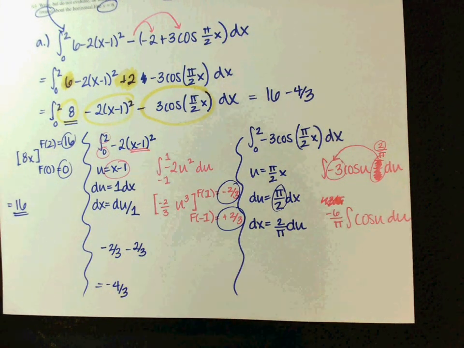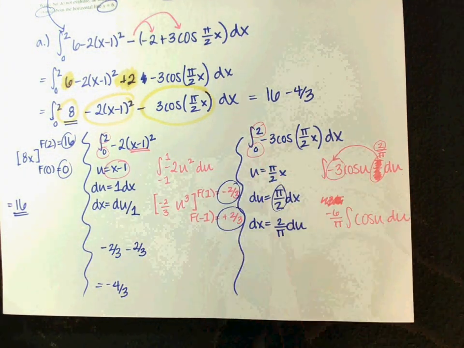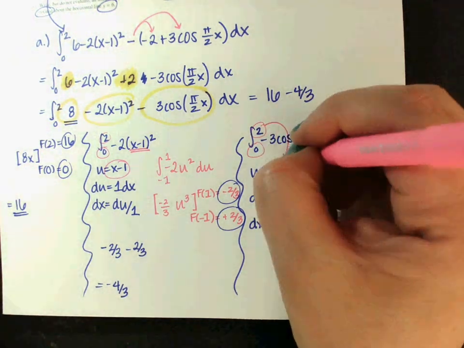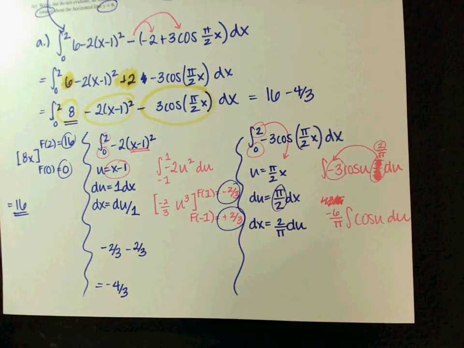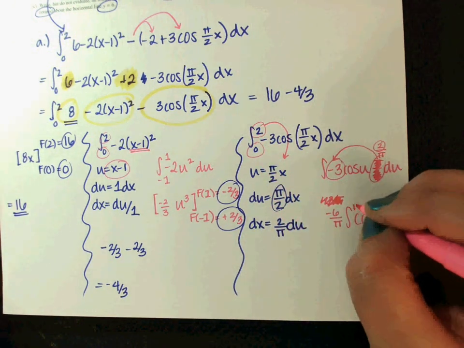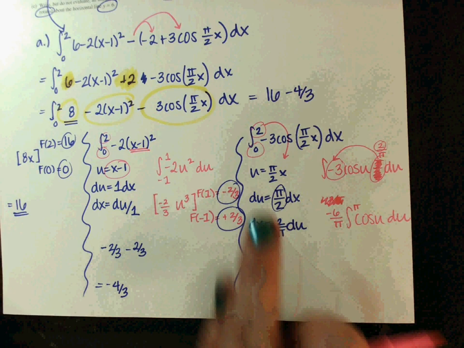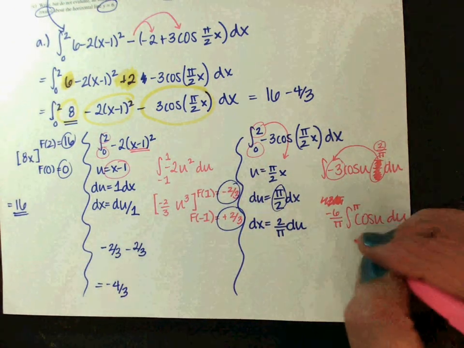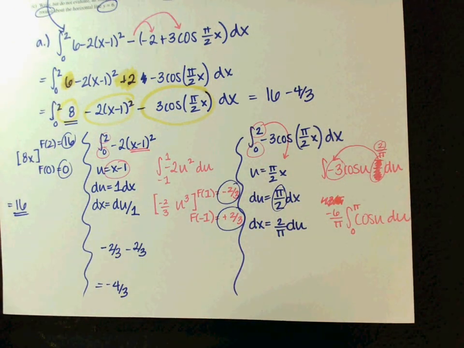Okay, then from there, I need to plug these endpoints in, 2 and 0. When I plug in 2 to pi over 2, think about it, I'm going to have 2 times pi over 2. Those are going to cross out and just give me a pi on top. Plug in 0. Pi over 2 times 0 is still 0. Then I'm going to write my antiderivative.